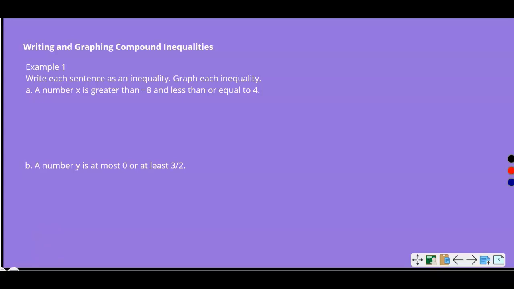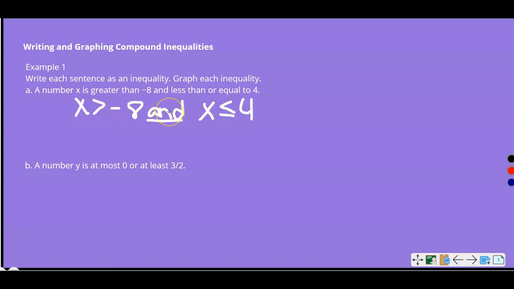All right, example 1. Write each sentence as an inequality, graph each inequality. All right, so very similar to what we've been doing. The only difference is these will be compound inequalities. All right, so it says a number x is greater than -8 and less than or equal to positive 4. All right, because this has the word and, we can write this as a compound inequality.